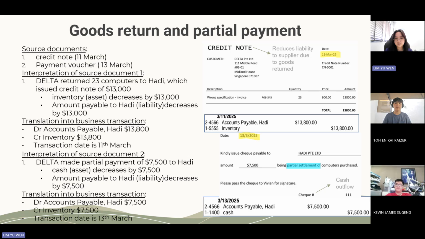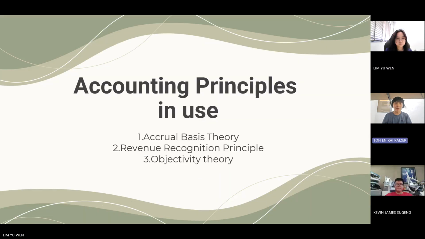Then on the 13th of March, we made a partial payment of $7,500 to our supplier by check. And since this is a cash outflow, we debited accounts payable and credited the cash account to reflect the payment. That's all for my part, and I'll now pass it on to Kaiser, who'll be covering accounting principles we used in these transactions. Thank you very much, Yuan.